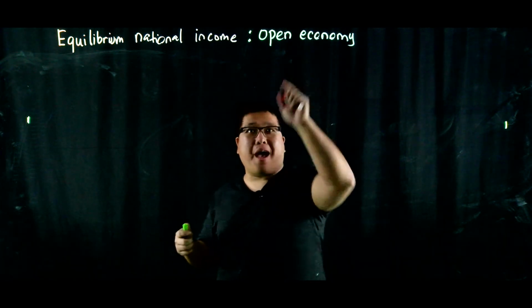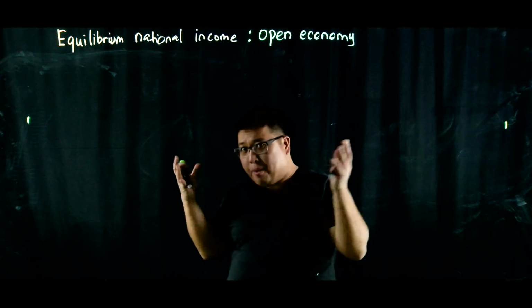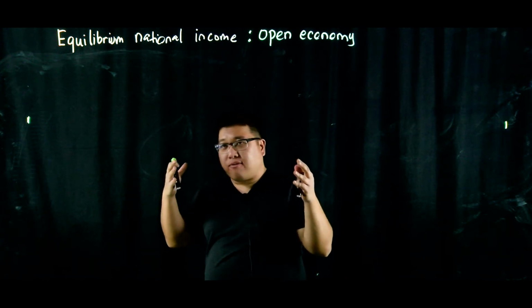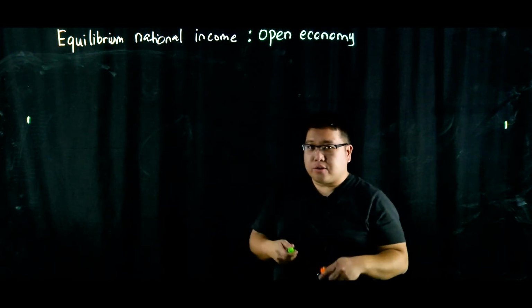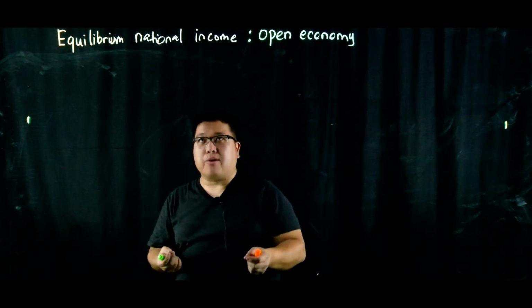Today we're going to talk about, again, equilibrium national income, but this time it's a different version where we have an open economy, meaning that the economy is free to trade with other countries, so there are exports and imports. So how do we introduce exports and imports in our model?